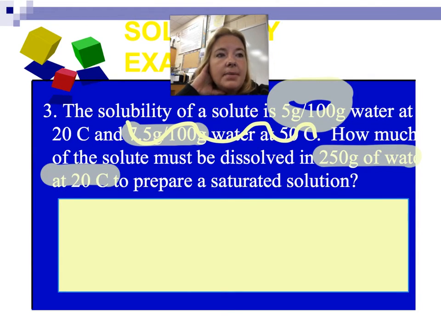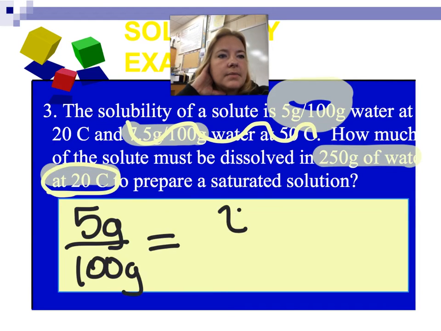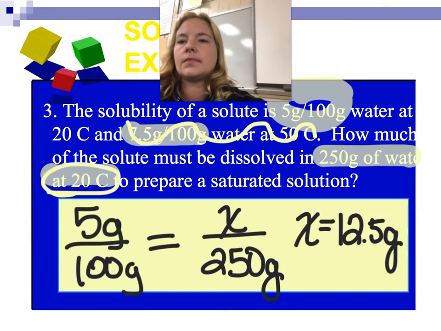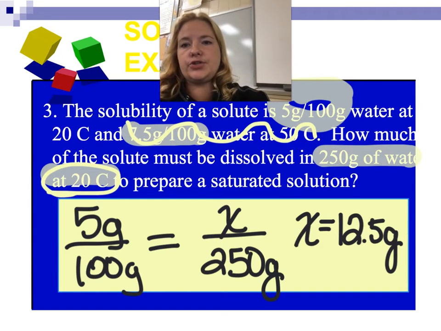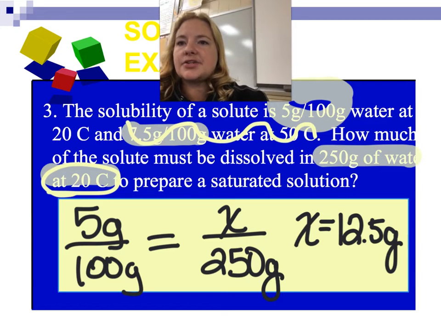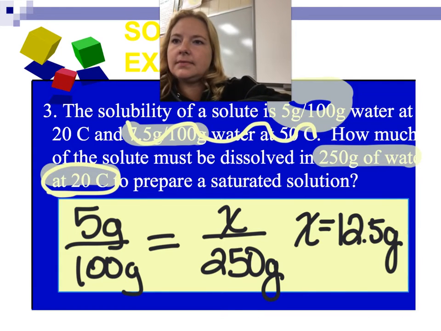So if I set this up, I would have 5 grams would fit in 100 grams of water, and I would set that equal to x, wanting to know how many grams I can dissolve in 250 grams of water. So go ahead, set that up, solve for x, and see if you got the right answer. So when you solve for x, you should have gotten 12.5 grams would be needed to make a saturated solution at a temperature of 20 degrees Celsius.